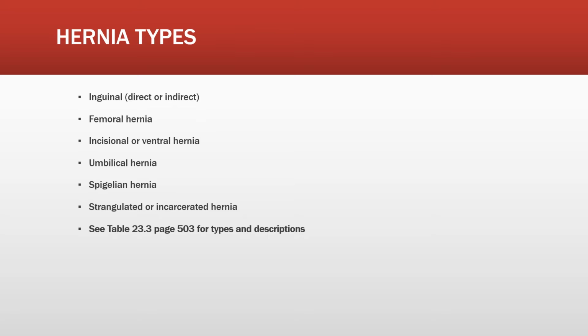These are the different types listed here. We have inguinal. They can be direct or indirect. We will go through those. Femoral, incisional or ventral, those are interchangeable. Umbilical hernias, the Spigelian hernia, and the strangulated or incarcerated hernia. And again, table 23.3 on page 503 is an excellent resource. It goes into detail on these types and descriptions for hernias. So make sure you do take a look at that as well.